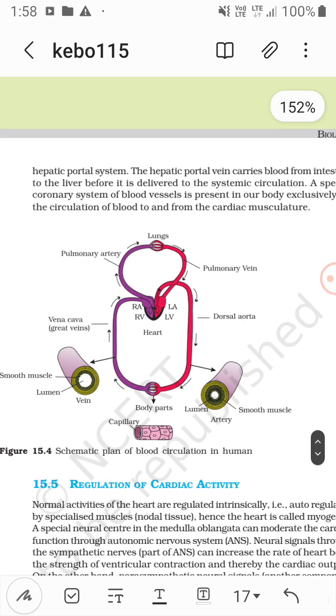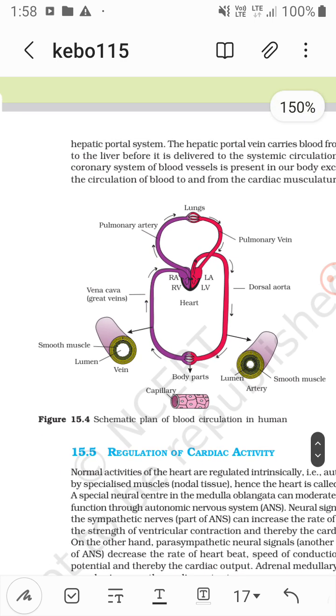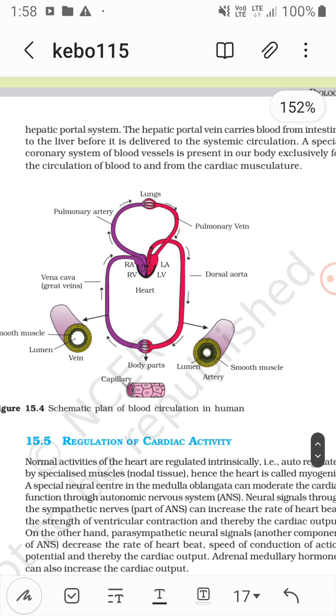As you can see, the pulmonary artery, the lungs, the pulmonary veins, the left atrium, left ventricle, right atrium, right ventricle, then the vena cava, that is the great veins, then the dorsal aorta. You see the lumen of the vein is wide, and in the artery the lumen is narrow. Then the capillary.